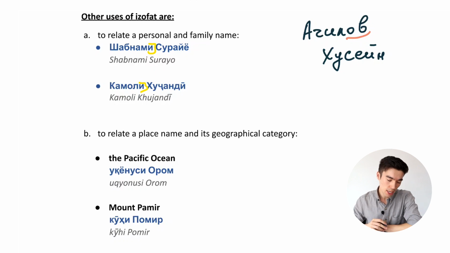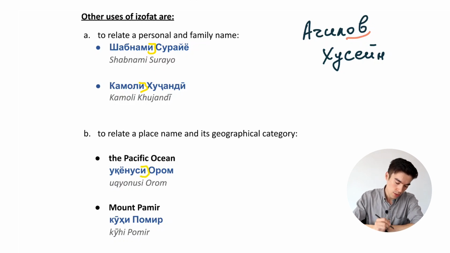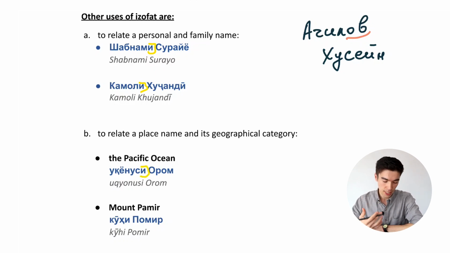Next one, B, to relate a place name and its geographical category. So the Pacific Ocean in Tajik will be Okyanusi Orom. And Orom means Pacific and Okyanus is ocean. So here we can see izofat, E. Sometimes I call it Bandaki Izofi, so they are the same. Bandaki Izofi, izofat, they are the same. So Mount Pamir will be Kuhi Pomir. Pomir is Pamir, and then Mount is Kuh.